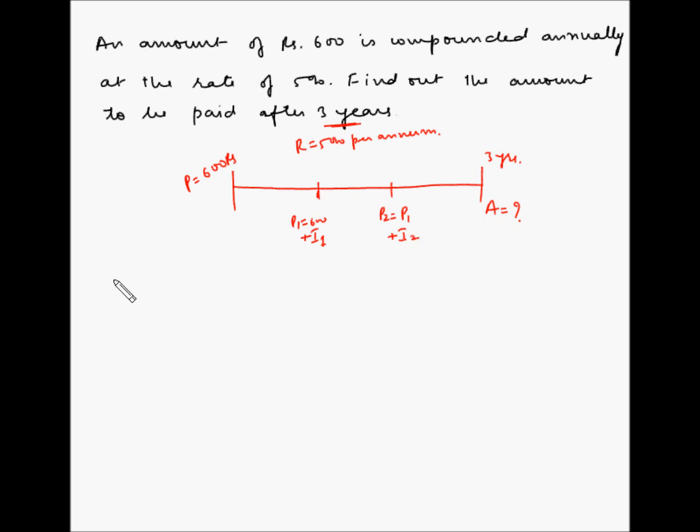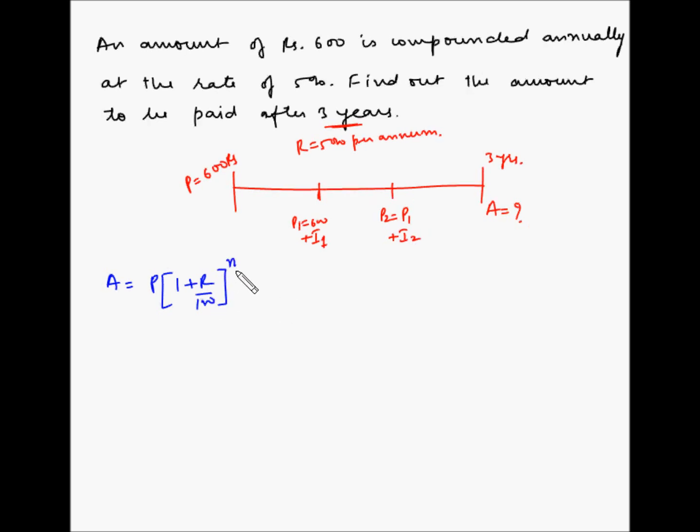So let's use the formula for the compound interest. So A is equal to P multiplied by (1 plus R by 100) to the power of n. Now n is to be expressed in the time period when the interest is being compounded. So here interest is being compounded annually, and the total number of years in consideration is 3 years. So hence n is equal to 3.